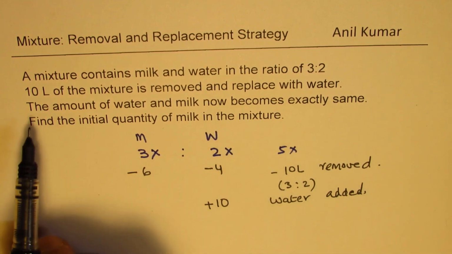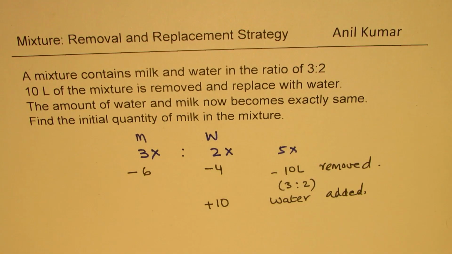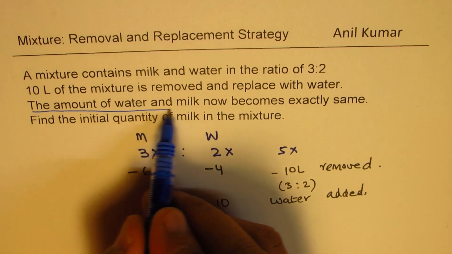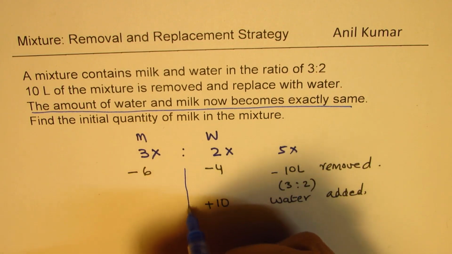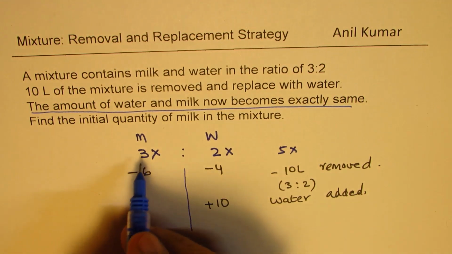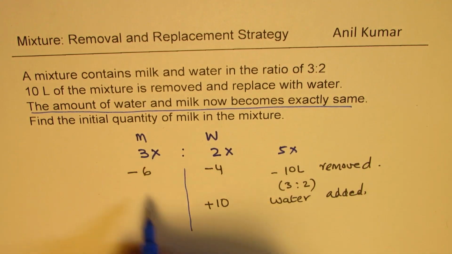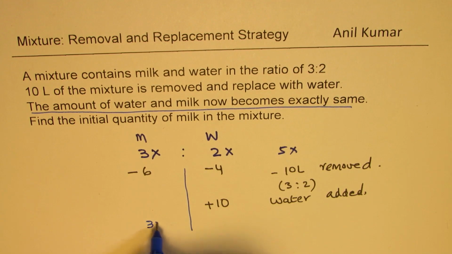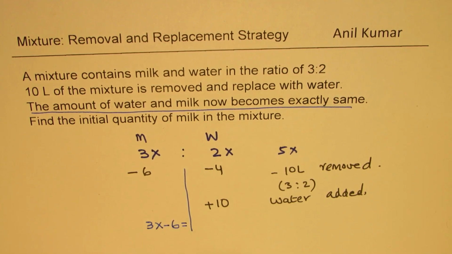And then it says the amount of water and milk now becomes the same, right? So let me just underline this, which says the amount of milk and water now becomes the same, right? That means this is milk. Milk is what for you? Milk is 3x minus 6. That should be equal to 2x minus 4 plus 10. Is that clear to you? So we get our equation, from where you can find what x is first, and then you can find what 3x can be, right?